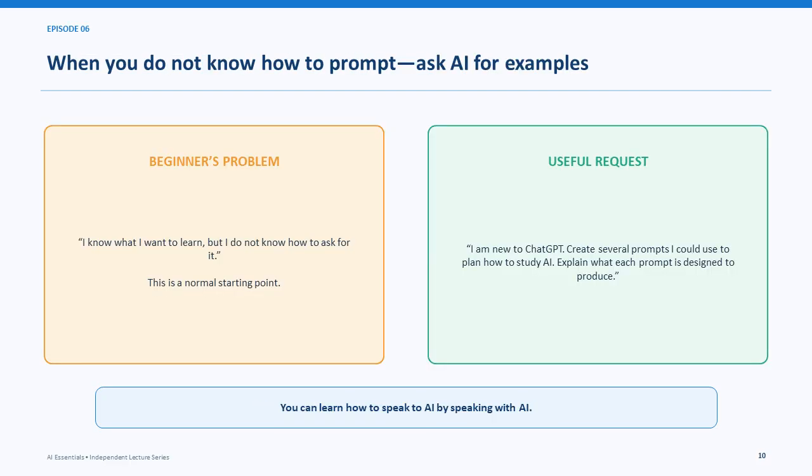When you do not know how to write a prompt, ask AI for examples. Instead of stopping at "I know what I want to learn, but I do not know how to ask," name the work and request several prompt examples. Ask for an explanation of when each example would be useful. You can learn prompt structure while still keeping the real task at the center.